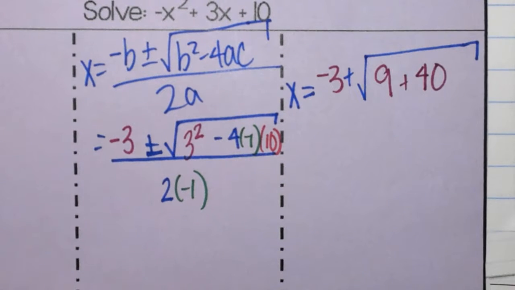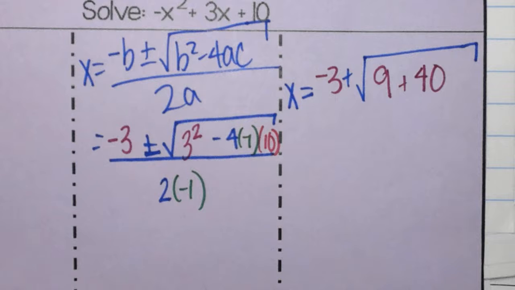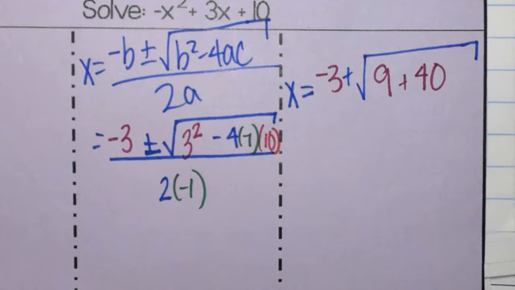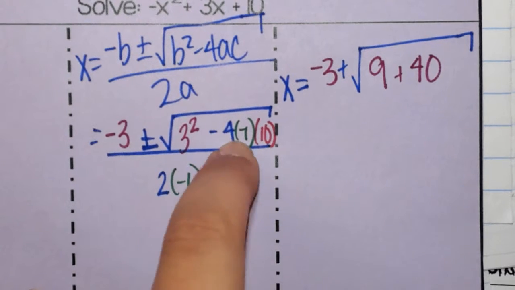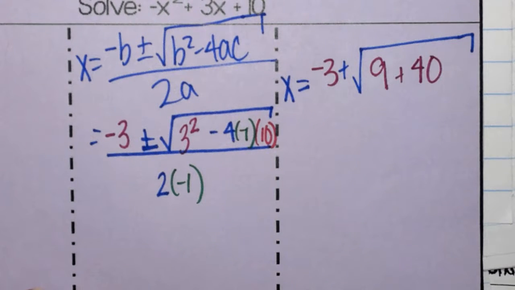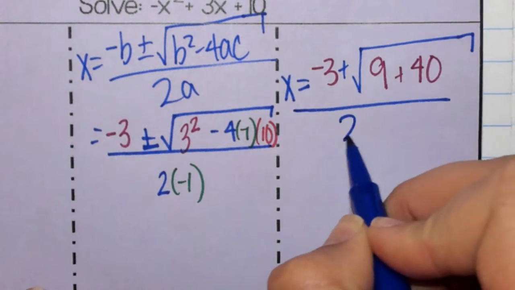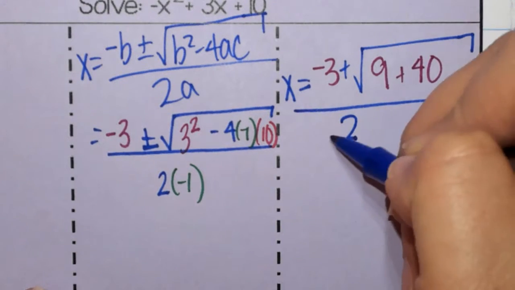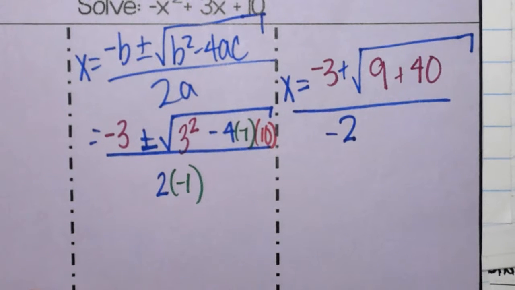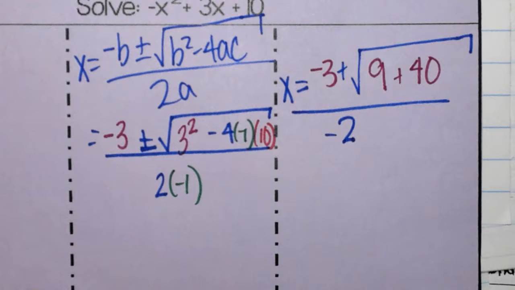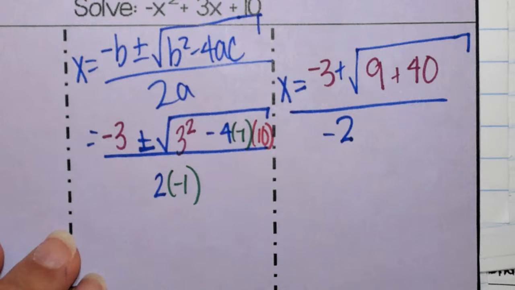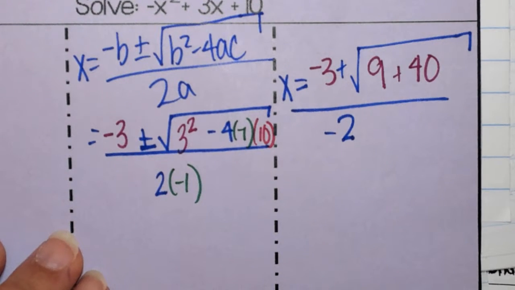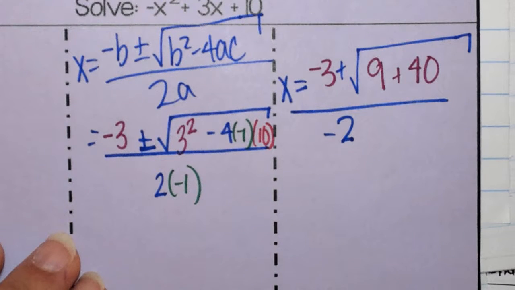Does everybody see where we got the 40 from? Are we sure? Say it to me again. I can't hear you. No, it's negative 4 times negative 1, so that makes it a positive 4. Positive 4 times 10 makes it a positive 40. Divided by 2 times negative 1 is negative 2. Please tell me that you understand where we got those numbers from. Does anybody not understand, so I can walk right through it again? Speak now or forever hold your peace.